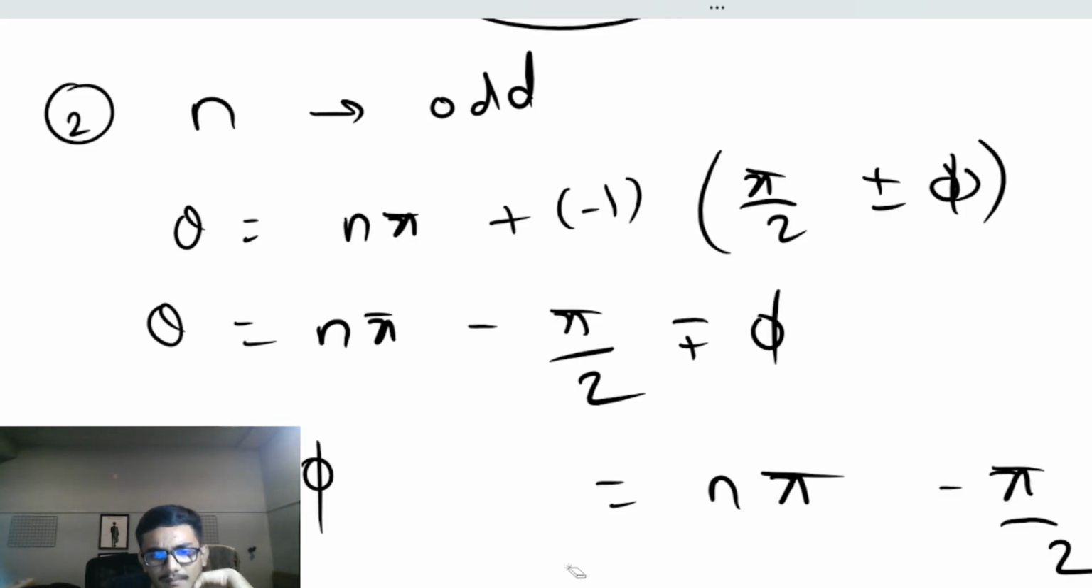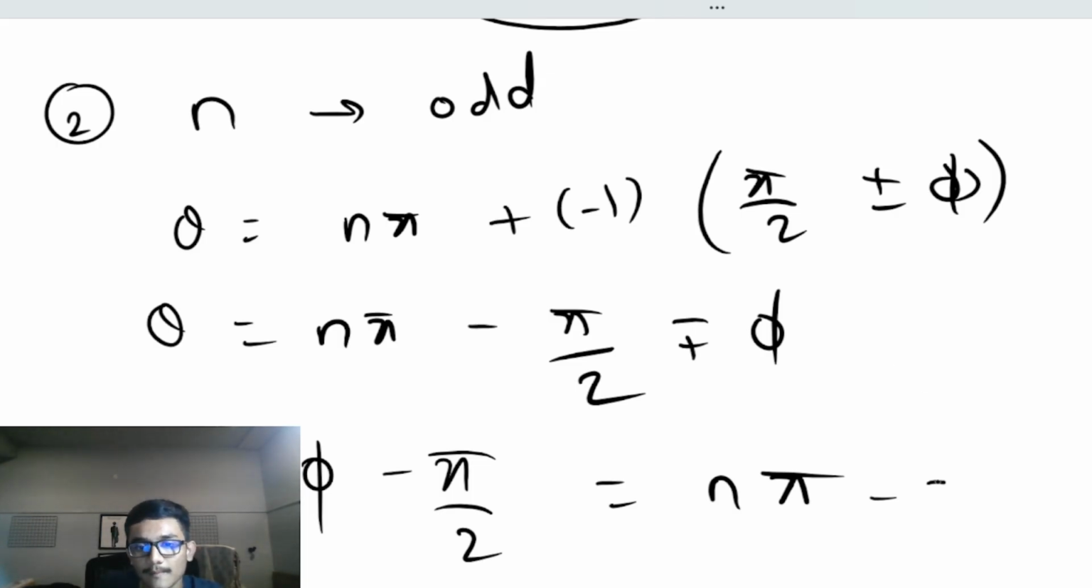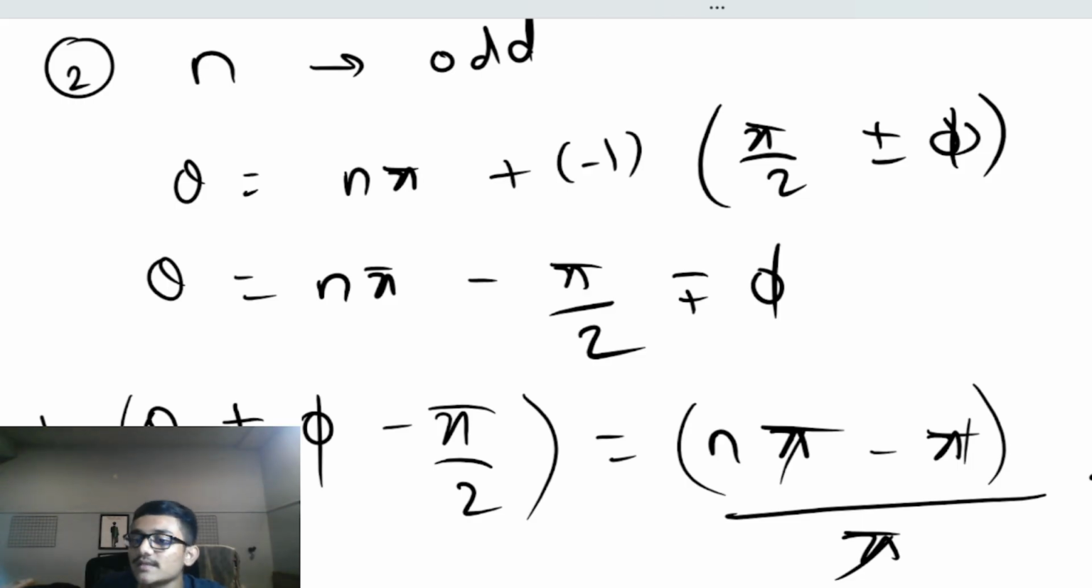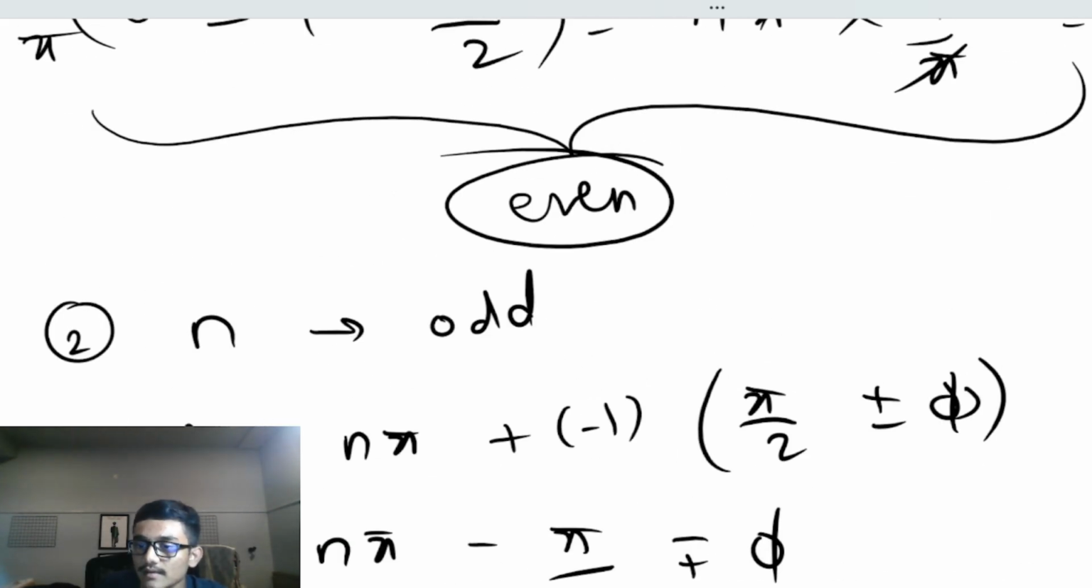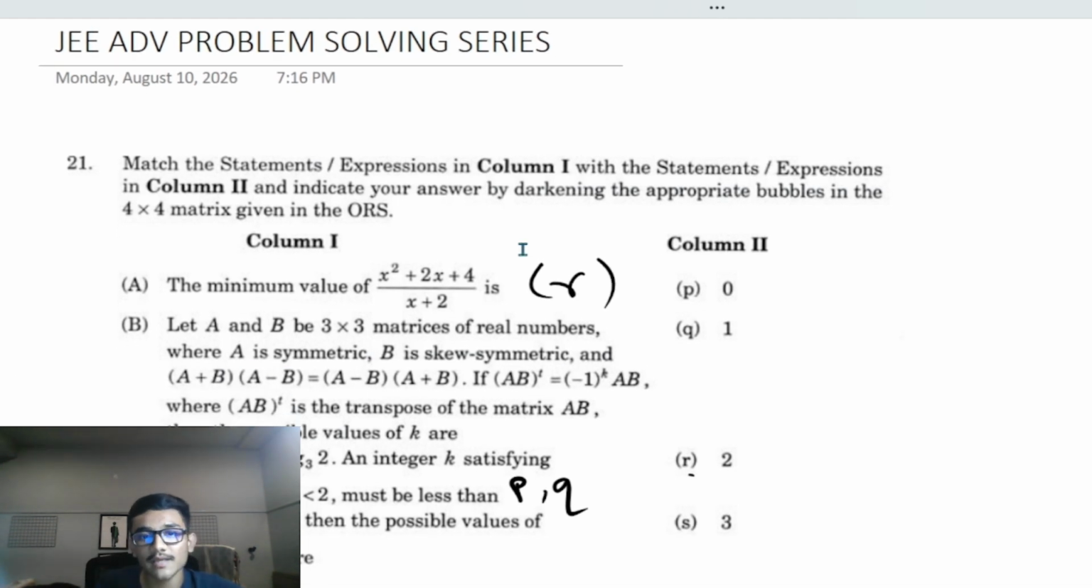Now this will become the expression I needed, and this term will become minus pi. Now I just have to divide this entire thing with 1 by pi, and I'll get n minus 1. Now since our n was odd, this thing indeed is even again. That means the solutions to option number D should be even only. So it is P and R only. So there are two options, P and R.